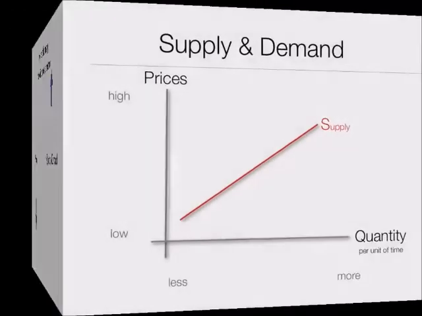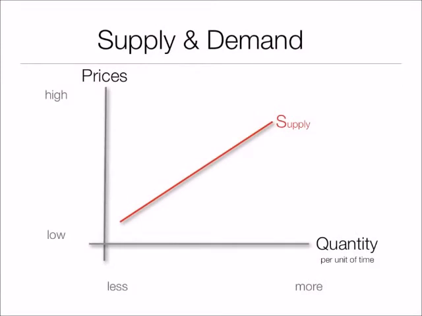Now we see just the opposite for supply. At lower prices, suppliers are willing to supply less. At high prices, they're willing to supply more. So at low prices, less is supplied, and as prices go up, they're willing to supply more.